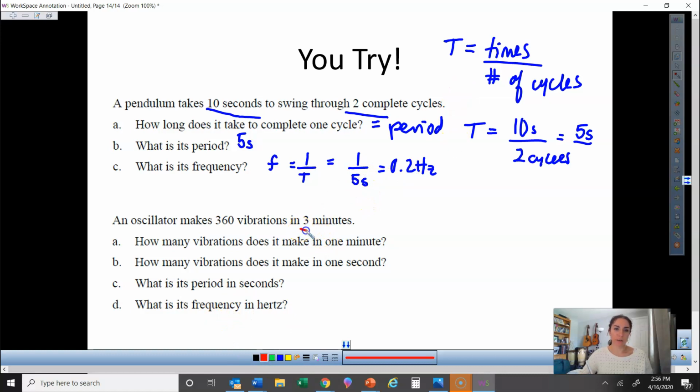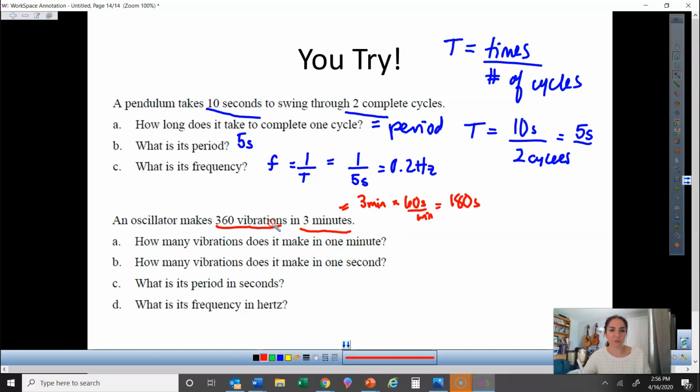Question 2, uh-oh, we got it in minutes. Take a wild guess what we need to do. You're right. We got to convert this into seconds. So 3 minutes times 60 seconds per minute gives me 180 seconds. So I actually have to do that first, and then we have our vibrations, right? Vibrations, cycles, waves, it doesn't matter what word they use when it comes down to this. How many vibrations does it make in 1 minute?